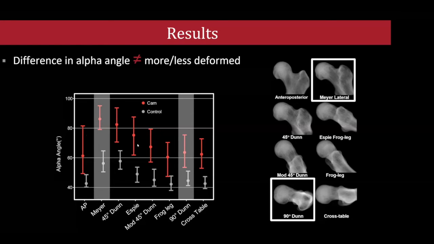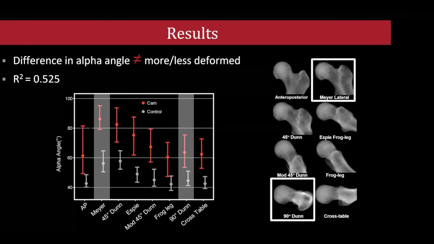And so this is more evidence, building upon some earlier work that I haven't discussed, that the difference in the alpha angle is not necessarily predictive of which hip is more or less deformed. And that's really important. We should not be just looking at the magnitude of the alpha angle and stating that this hip is more deformed.